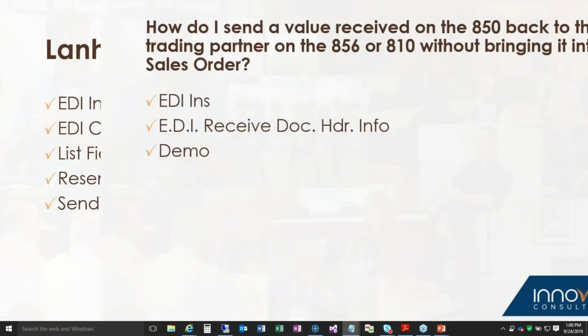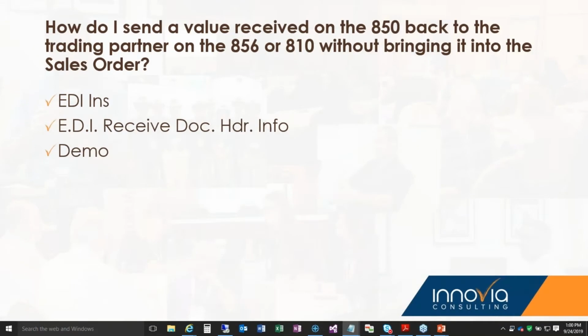So first, one common question may be, how do I send a value received on the 850 back to the trading partner on the 856 or 810 without bringing it into the sales order? So the 850 is the inbound document, the sales order that we receive from the trading partner. And sometimes they have a request that we send that same value back to them on the 856, which is the ASN, or on the 810, the EDI invoice. And we may not need to bring that value into NAV and into any of the tables anywhere. We might not need to store it. We might just simply need to bring it in, store it someplace, and send it back to them.